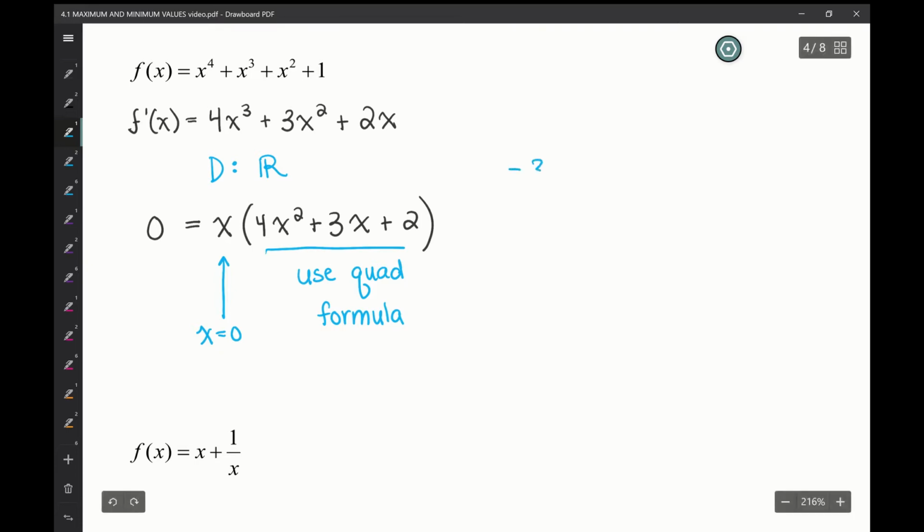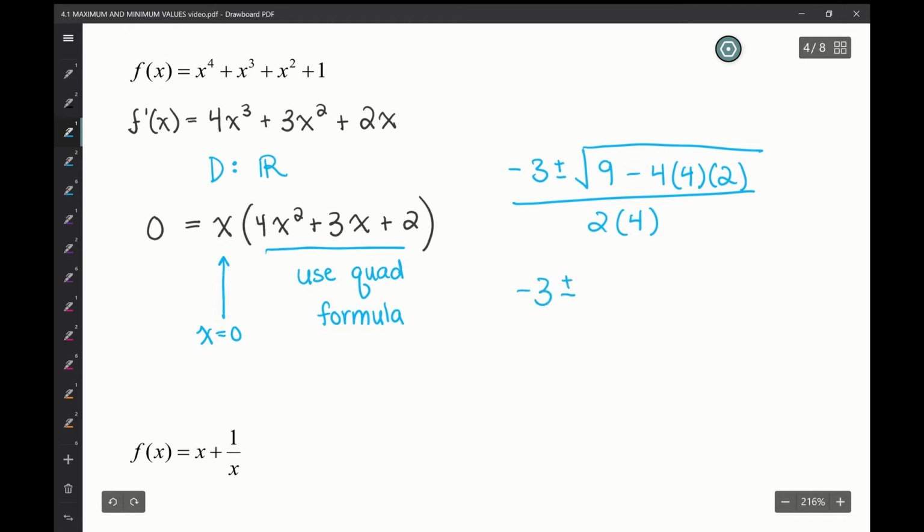So we have -3 plus or minus the square root of 9 minus 4 times 4 times 2, all over 2 times 4. So we have -3 plus or minus the square root of 9 minus 4 times 4 times 2, which gives us 32, all over 8.